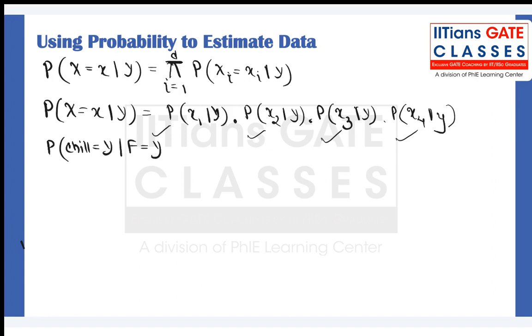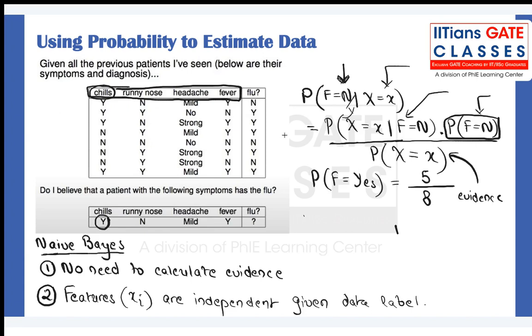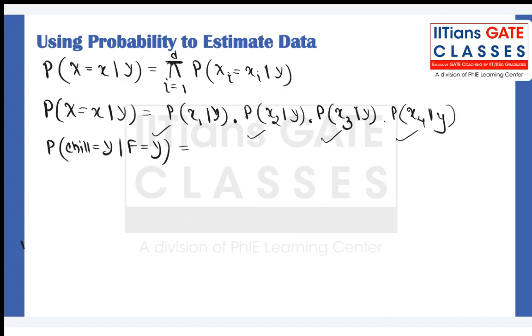Can you calculate this given the data? Given the flu is yes means you are looking at which samples? This one, this one, this one, this one, this one, which is 5 samples. What is the probability that you have chill among these 5? 1, 2, and 3. So it will be 3 by 5. Got it? Understood? Let me know. I can repeat if you didn't understand.